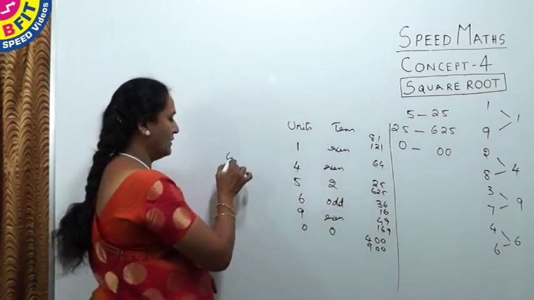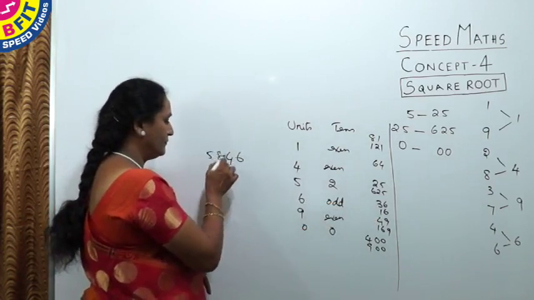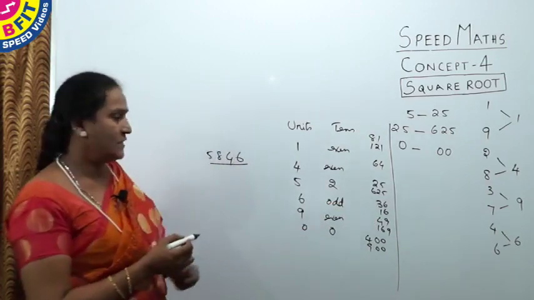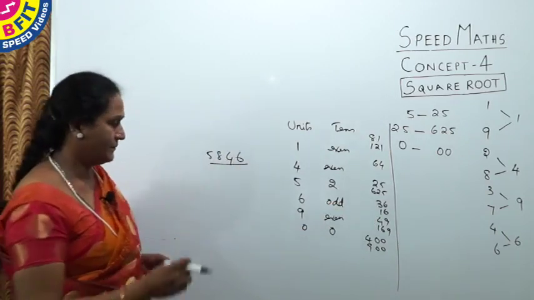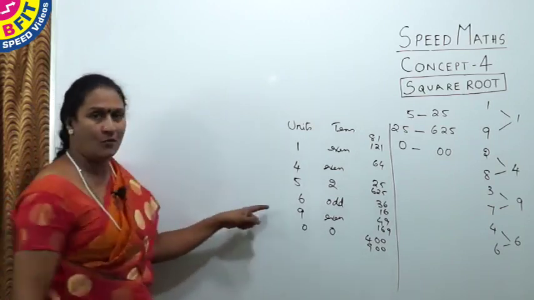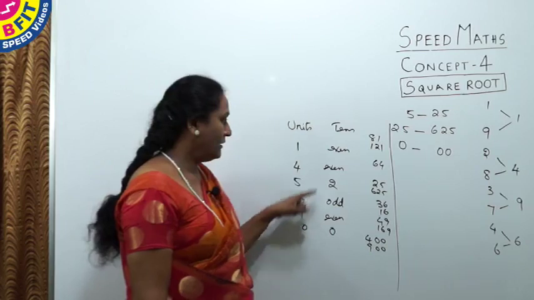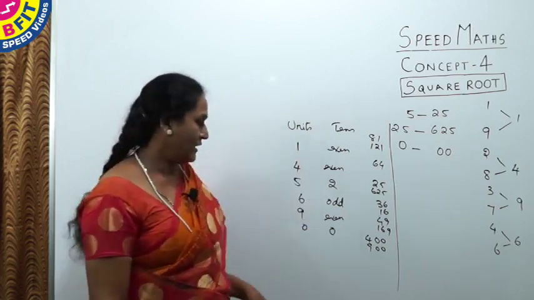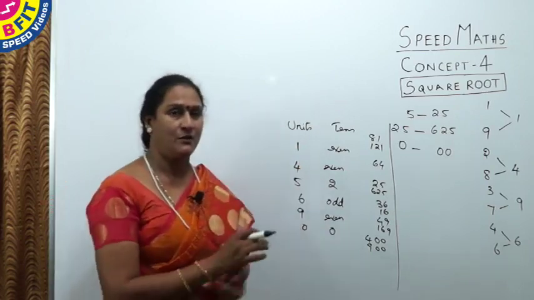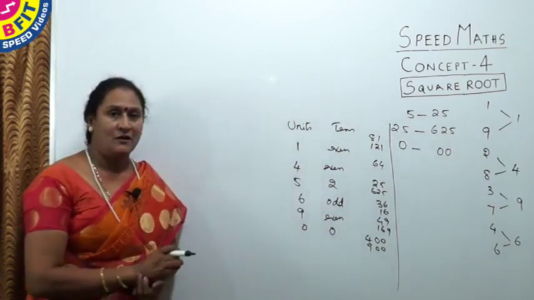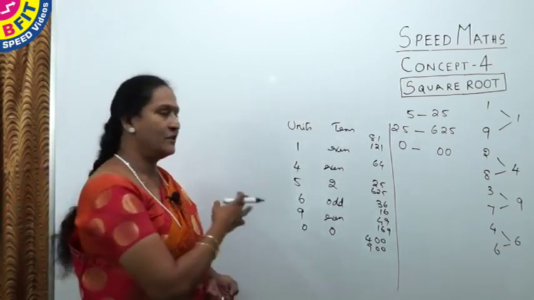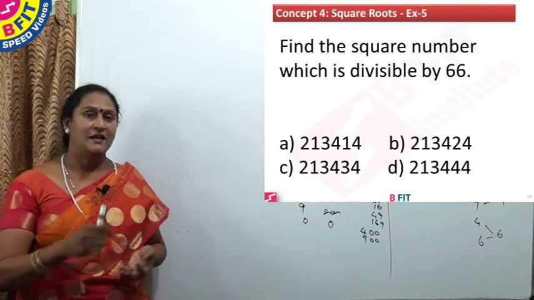Suppose you see a number, so seeing 4 before the 6 itself, you can eliminate the option, as it is not a perfect square. And 7 and 8 are not possible. So if you have 9 in the units place, you will have an even number in the tens place, and if you have 0 in the units place, the tens place also will be 0. So now we will see a few examples of how to eliminate the options and get the answer using these hints. So we will see the next example.